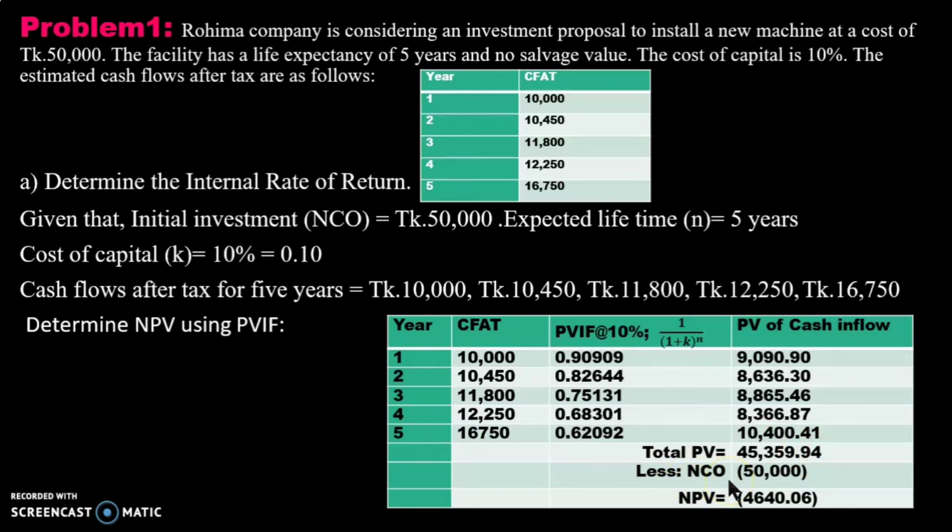NCO means initial investment 50,000 and NPV equal negative 4,640.06. Dear students, we know that for determining IRR, we need a positive NPV and a negative NPV. Now we found the negative NPV and we also calculate positive NPV.